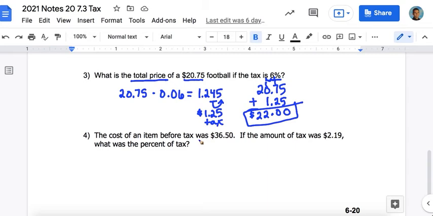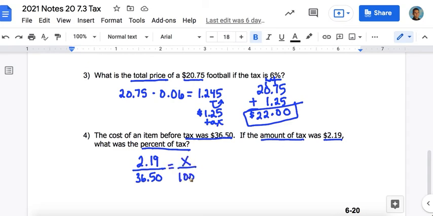Okay, number 4. The cost of the item before tax was $36.50. The amount of tax was $2.19. What percent is the tax? So remember when we did the tip notes, when we had a percentage, we did part over whole equals percent over 100. Okay, I don't have a percent here, so I can't change the percent to a decimal and multiply. This is a different question because it's asking me for the percent. So we can use our percent proportion. Now, if you read this, the amount of tax was $2.19. That is the part, because either your tip or tax in this case is always your part. The item before the tax is going to be $36.50. And we're going to do X over 100 because we want to know the percent.